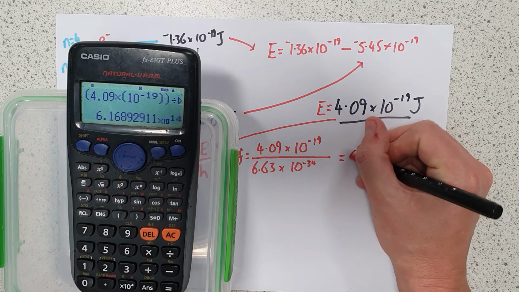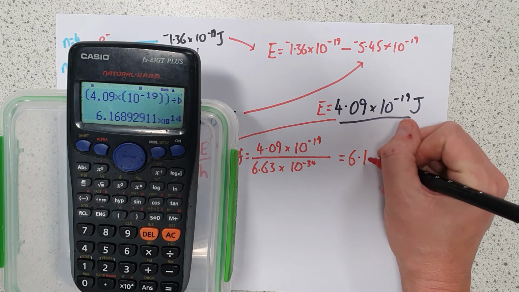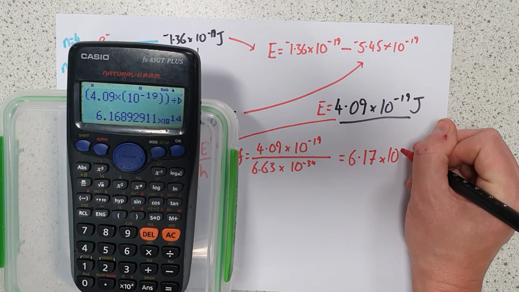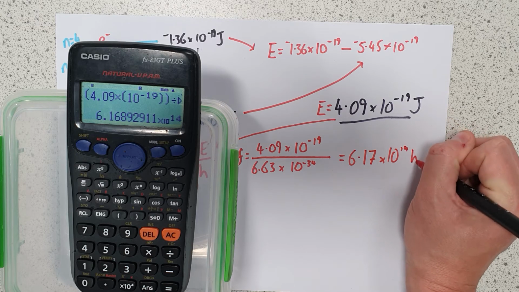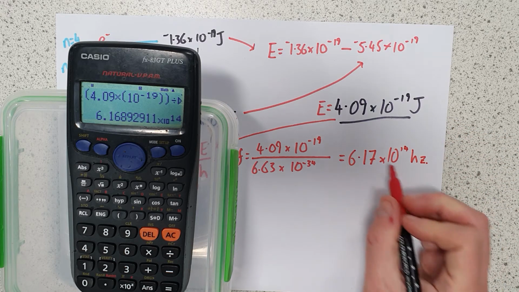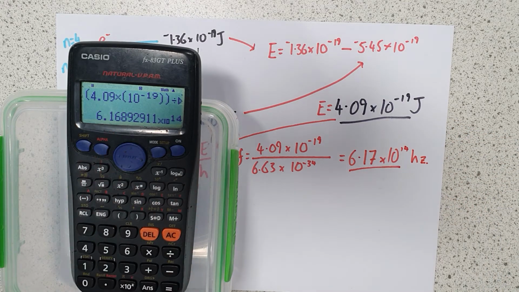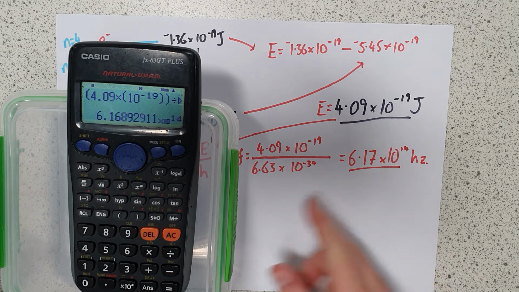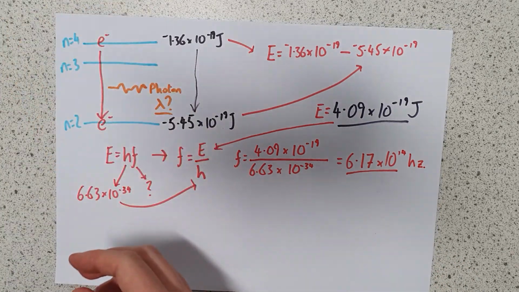So this is 6.17 times 10 to the power of 14 hertz. That's the frequency, and I've rounded that to 2 decimal places. You can keep that number as a whole if you want. It's really up to you. That should give you the answer, close enough to the answer that we need.